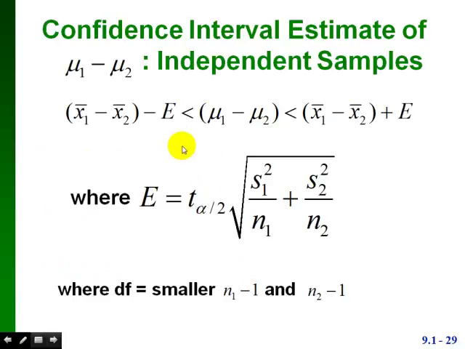All right, and if we're looking at confidence interval estimates, then again, if we're looking at the difference between our two sample means, this is going to be our point estimate. We're going to subtract the margin of error and add the margin of error, and here's our margin of error formula. And again here, when we do this by hand, we're going to be using the smaller of n1 minus 1 or n2 minus 1 for our degrees of freedom.